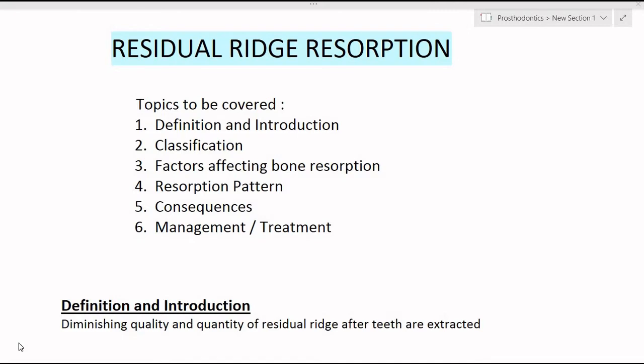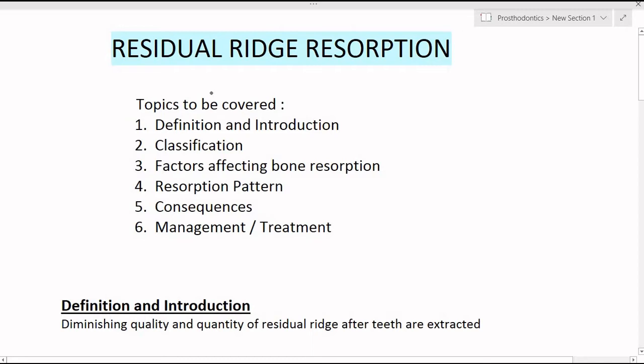Today I'm going to be talking about residual resorption. Now this is a topic from prosthodontics and I'm going to be covering it under these 6 topics so that it's easy to remember. If you're attempting a theory exam, it will be very easy for you to remember everything under these 6 headings. And if you are preparing for your competitive exams, I think all the information that can come up in your MCQs will also be covered. So I hope you enjoy the video.